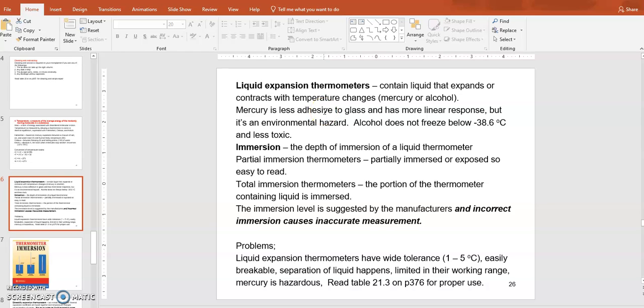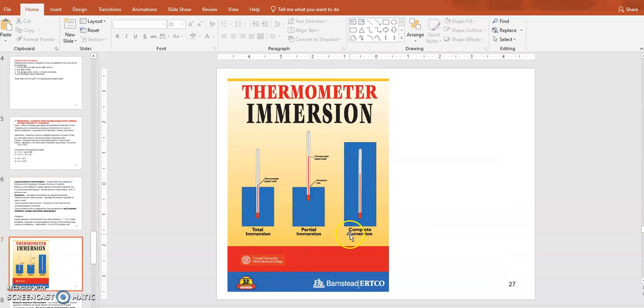So mercury thermometers are mostly removed from the lab these days, but instead we use alcohol-based liquid expansion thermometers. That's the common type. The red liquid you can see in the glass thermometers is alcohol. Depending on how they are made, there are three types available: partial immersion, complete immersion, or total immersion thermometers.